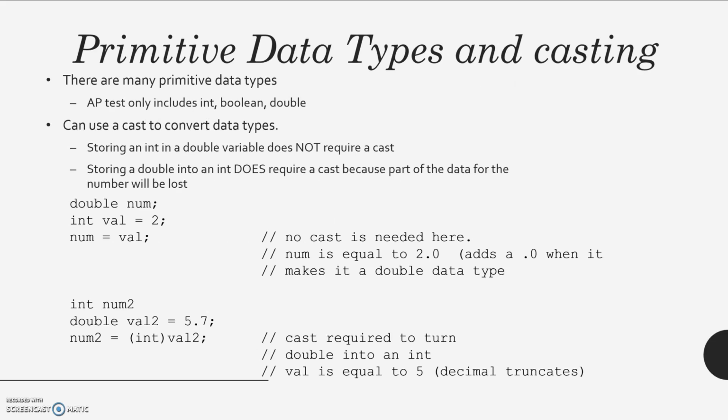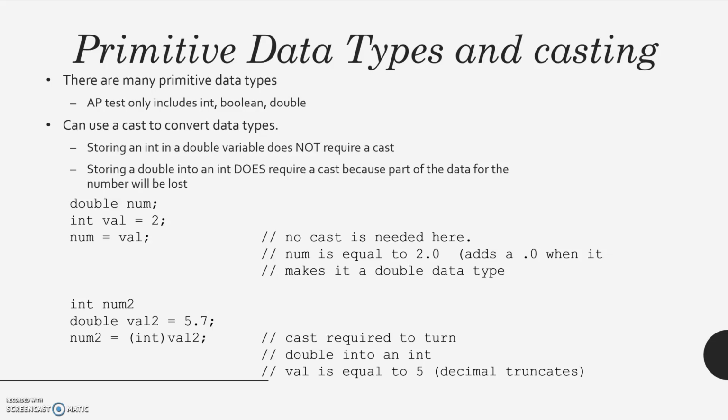Primitive data types: the only three that you really need to know for the AP test are integers, booleans, and doubles. I would suggest working with characters as well. They can be very useful when trying to grab a single letter of something. And then casting. Remember, especially with data types like numbers, some things are free casts and some things are not free casts.